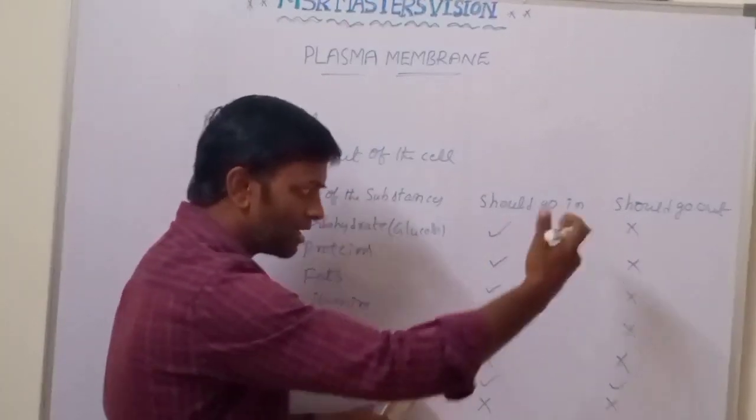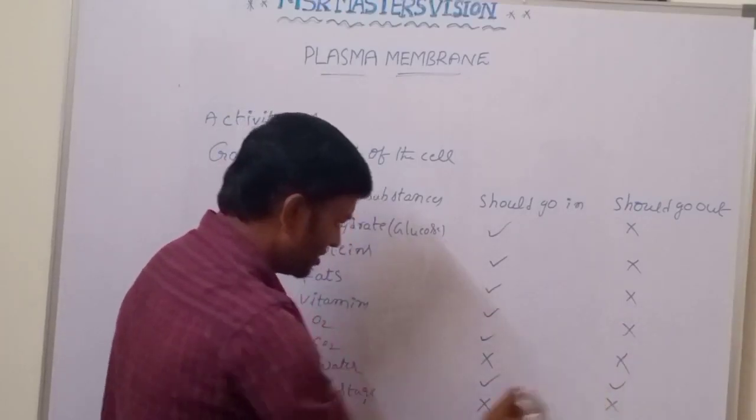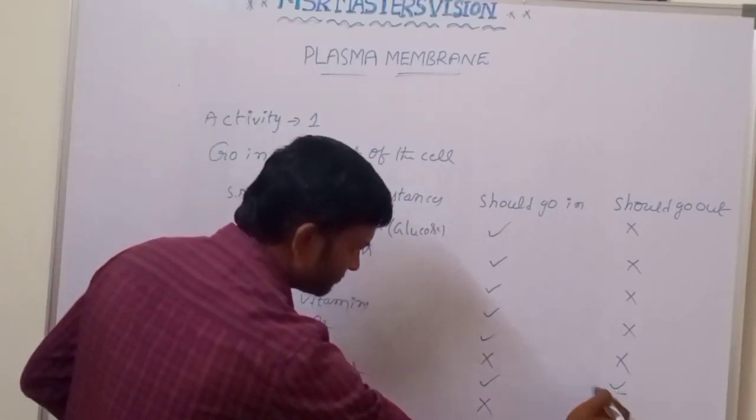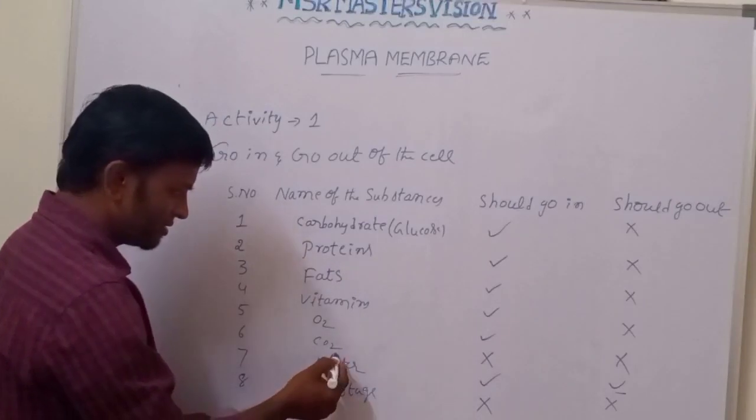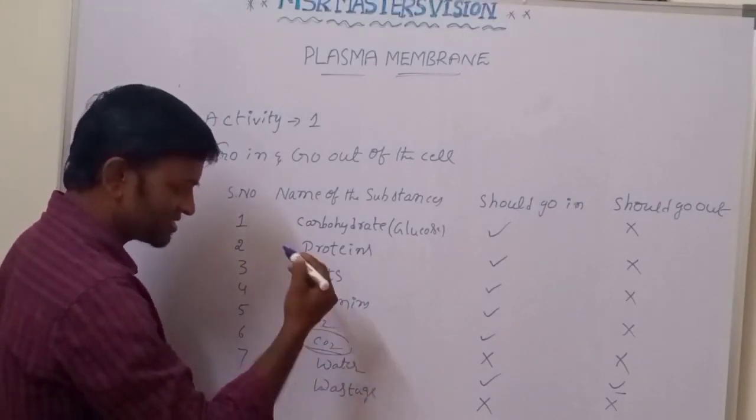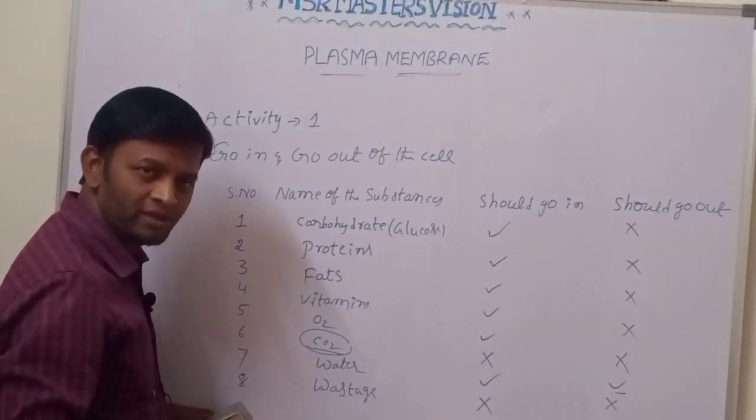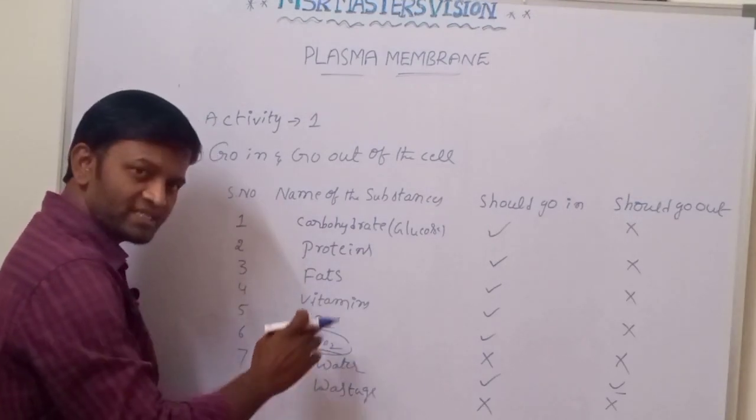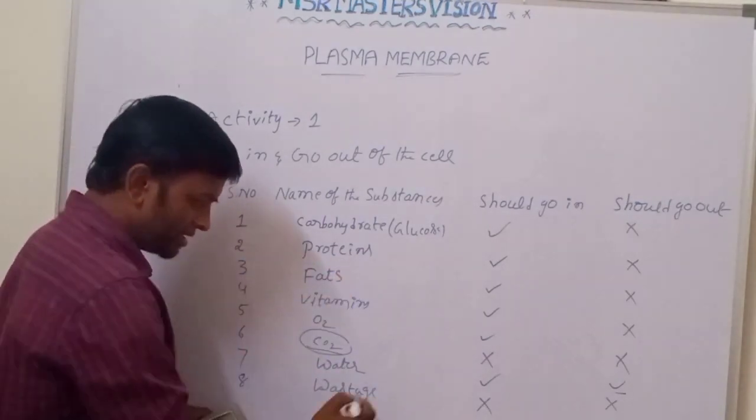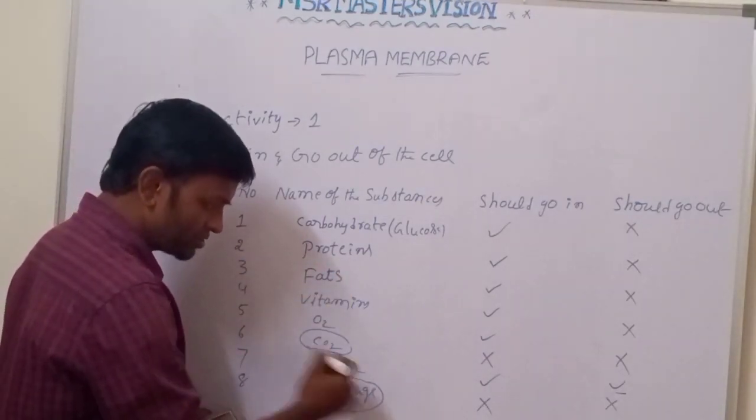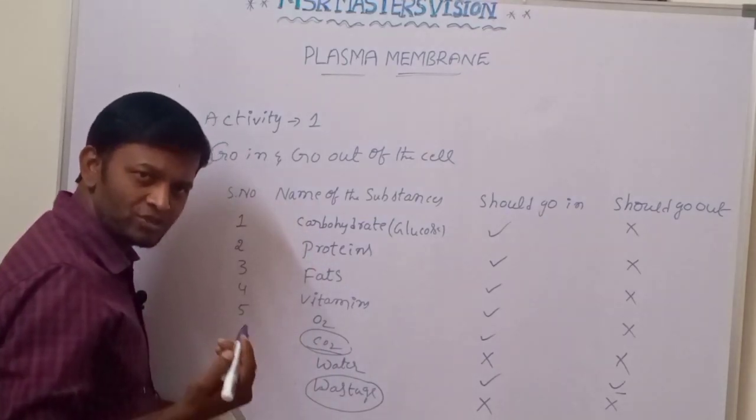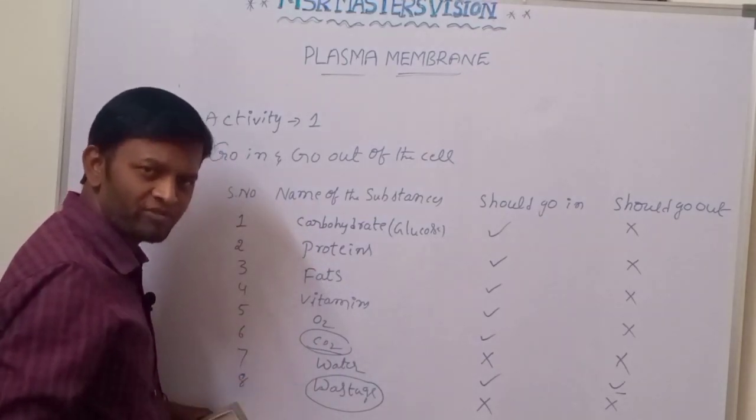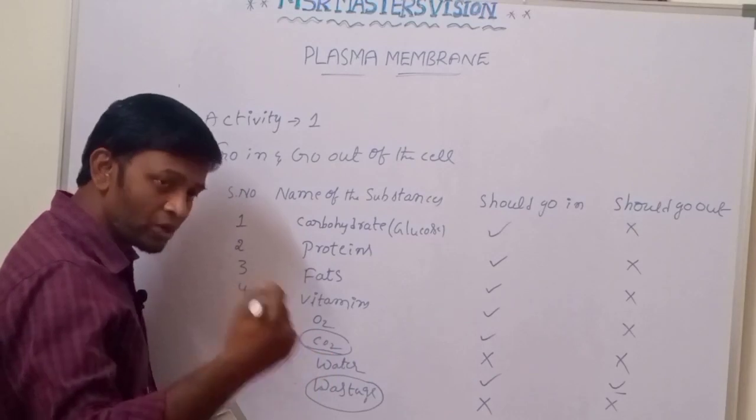Right. Here, if you take what should go out of the cell, in this column, what did we observe? Which substance is there? Carbon dioxide. Carbon dioxide is not needed for our body. So that is why carbon dioxide should go out of the cell. Next, one more, wastage. Wastage is not needed. Wastage causes a problem for our body. That is why it should go out of the cell.